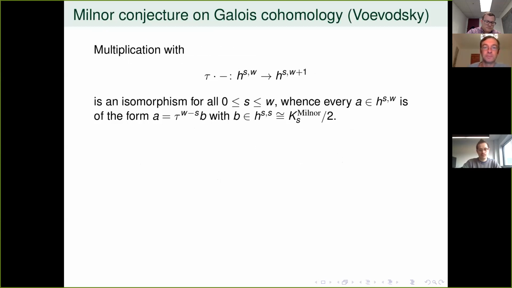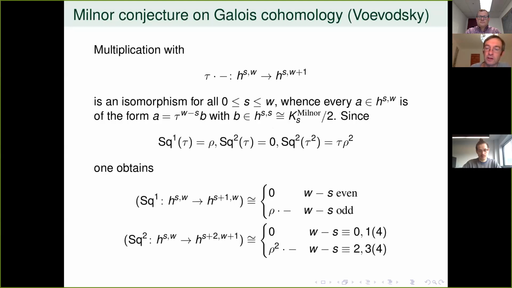And just to recall, multiplication with this element tau is an isomorphism on mod 2 motivic cohomology. That's this little h, which denotes mod 2 motivic cohomology. And this tells us, thanks to Voevodsky's proof of the Milnor conjecture on Galois cohomology, that we basically see tau multiples of mod 2 Milnor K-theory in mod 2 motivic cohomology, at least for a field. So this is the situation. We're over a field of characteristic not 2 now. And this is how it looks.